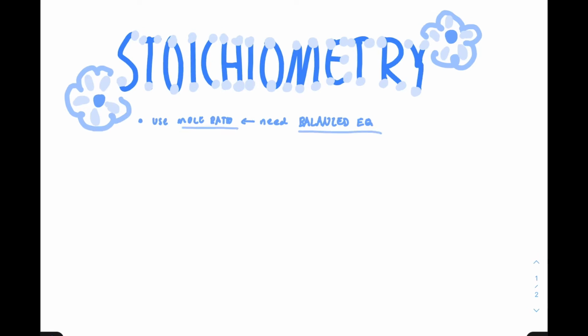This is going to be a video about stoichiometry. In stoichiometry, you use a mole ratio, and in order to get the mole ratio, you need a balanced equation. If you need help on doing any of those, you can check out my previous videos, but basically a mole ratio is the moles of a substance over the moles of another substance, and the ratio is found by looking at the balanced equation.